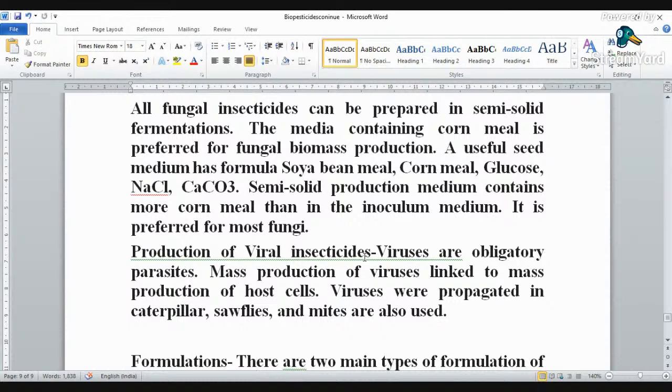Viral, because viruses are obligatory intracellular parasites, so mass production of viruses requires the mass production of host cells also. So some caterpillars, sawflies or mites if available, then viruses can be propagated on these caterpillars and then their production can be increased. So this is one of the ways for the production of viral insecticides.